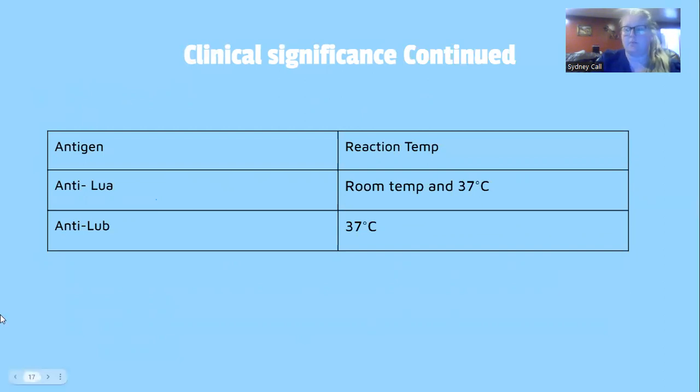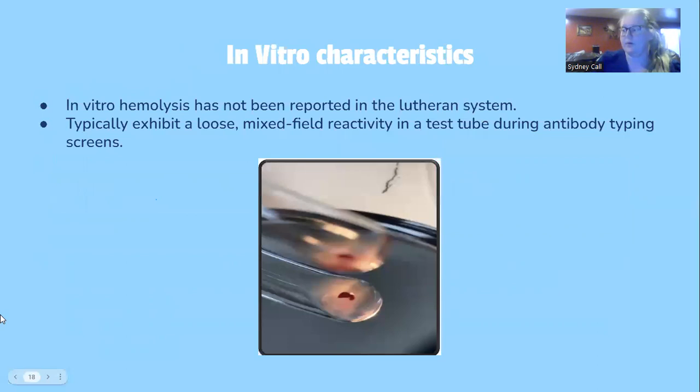Let's see, then we'll bebop down one more. So the in vitro characteristics, there isn't really a lot to this. They just haven't been reported in the Luthern system. They normally exhibit a loose mixed field reactivity, but that's about it. They say even some of the most seasoned people could miss it in the blood bank, just because it is such a slight and small reaction.